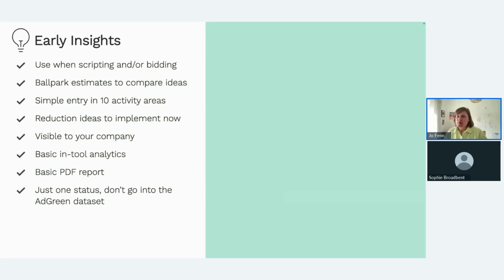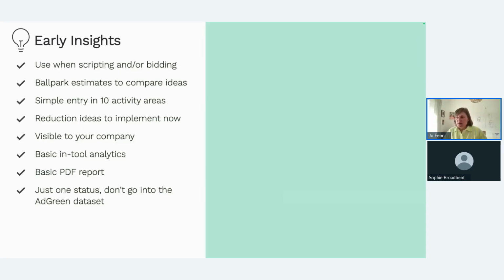The entry is super simple and is across 10 activity areas. And it gives you reduction ideas to implement now, i.e. things you can do going forward on the production that you're about to start or that you're bidding on, or that you're maybe putting a budget together for. Things you can change before they happen.